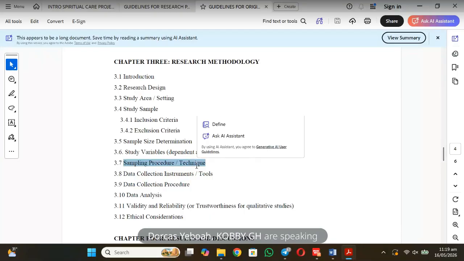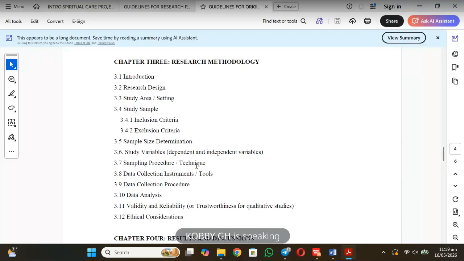So is it the one you said sampling techniques? Yes, the sampling technique where we have the convenience sampling, purposive, snowball, and quota sampling under non-probability sampling. Under the probability sampling, we have the simple random sampling, stratified random sampling, and cluster sampling. Snowball is under non-probability. So we've done it.